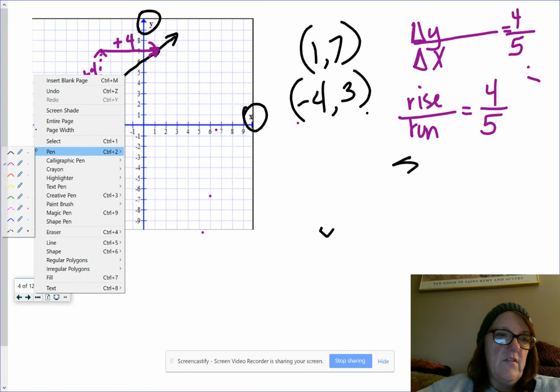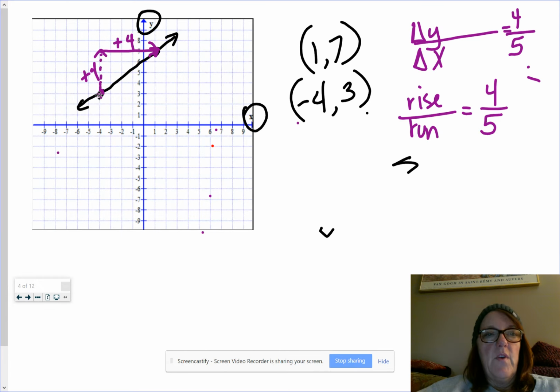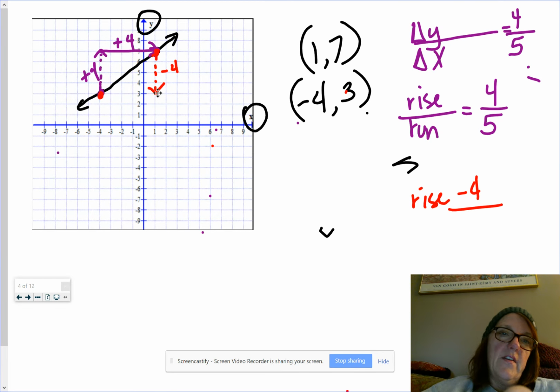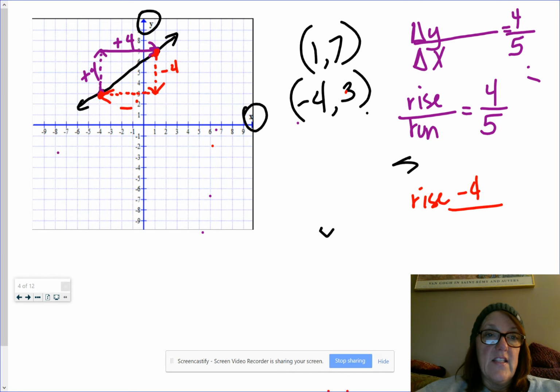I'm going to change color here, just a sec. What if I didn't want to start from here and work up? What if I started at this point and traveled back down to that one? Well, you do the same thing, except this time my rise, or my vertical change, is negative. So my rise would have been -4. The run, I travel from here and head to the left. When you head to the left horizontally, that's a negative value, -5.